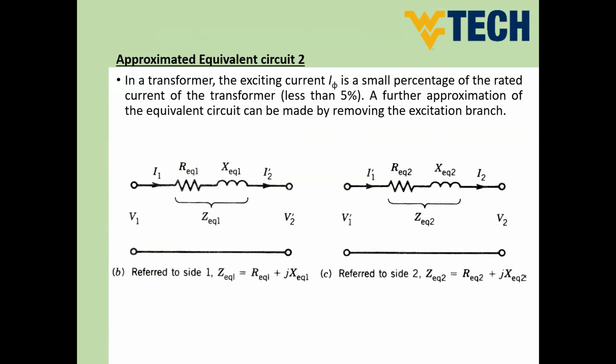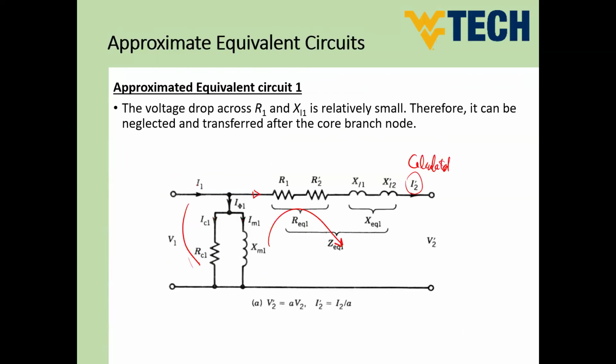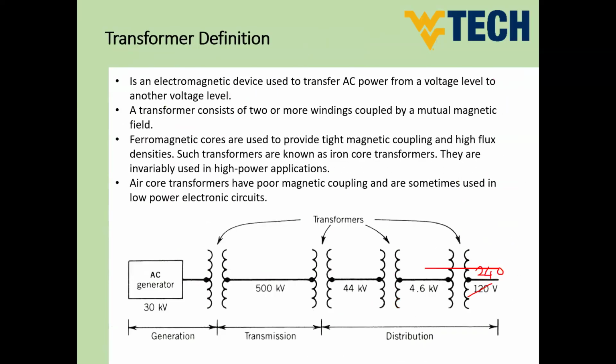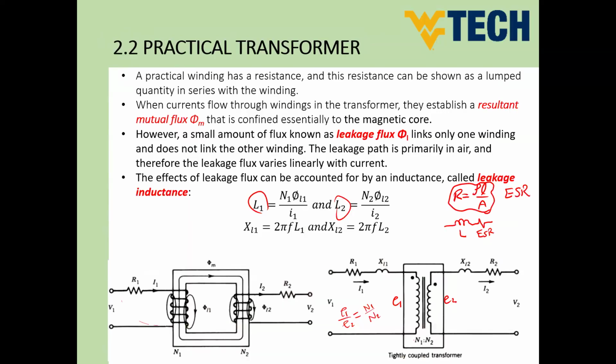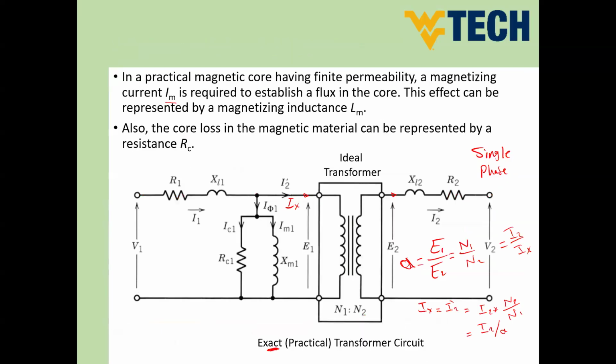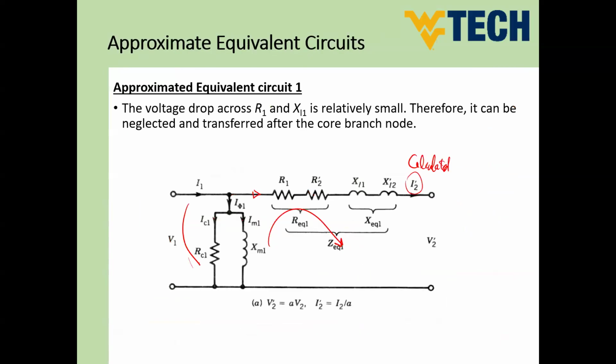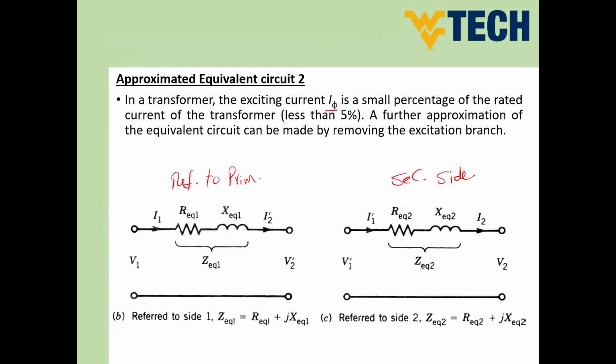So in our class today, let me just review again. What we discussed is we started firstly with the definition of the transformer. We defined the different parameters of the transformer, the meaning of the resistance we have in the circuit, and the meaning of the leakage reactance we have in the circuit. We derived together the exact equivalent circuit, and we made referral for our circuit to the primary side. And then we made two assumptions to have two approximated equivalent circuits.